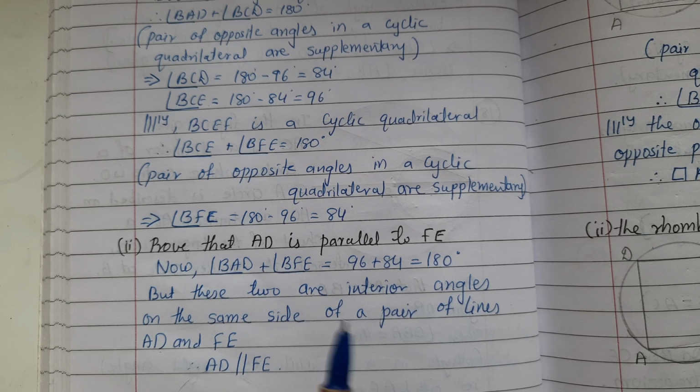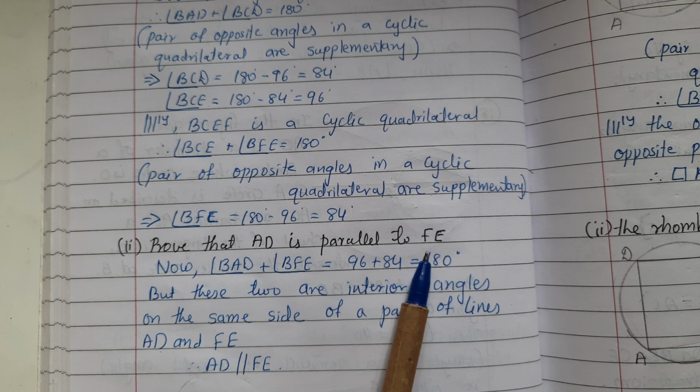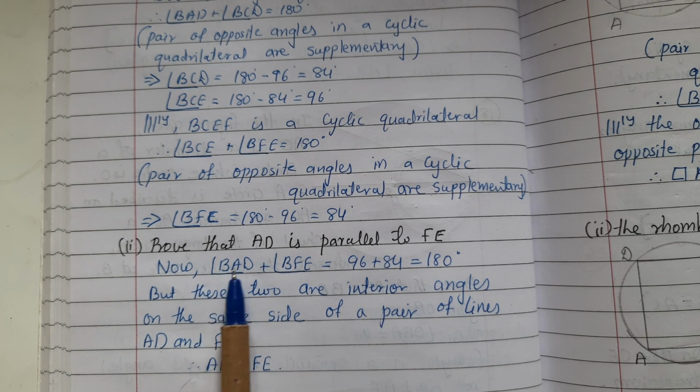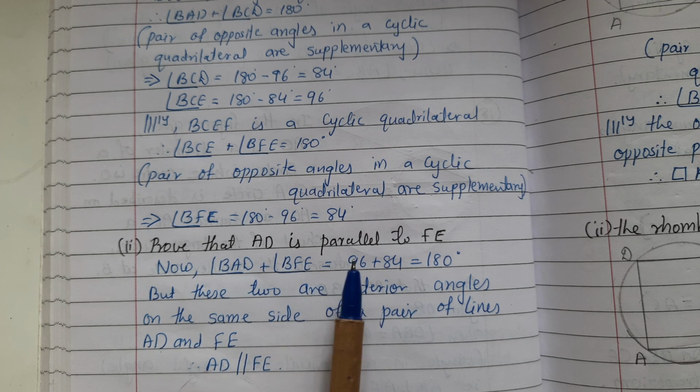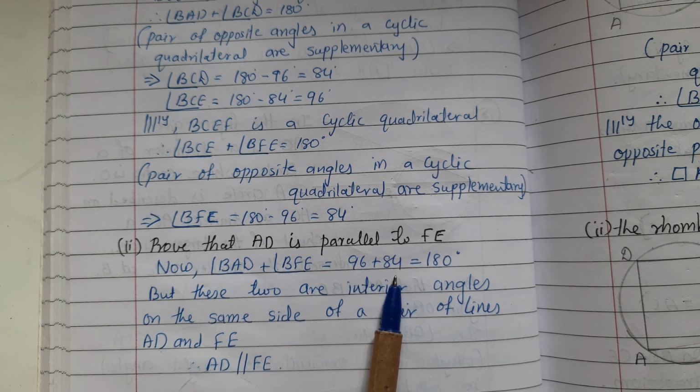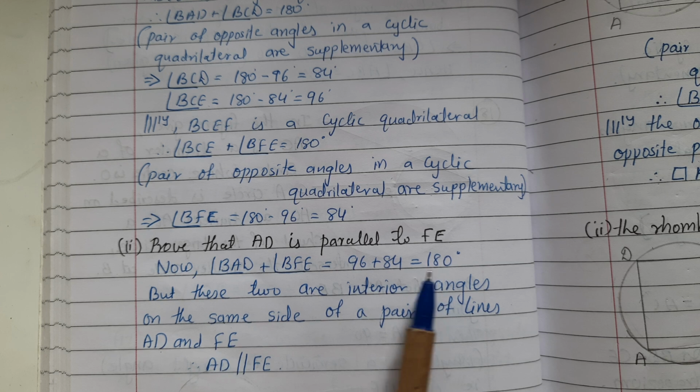Second part, prove that AD is parallel to FE. Now, BAD plus BFE is equal to 96 plus 84 equal to 180 degree. But these two are interior angles on the same side of a pair of lines AD and FE. Therefore, AD is parallel to FE.